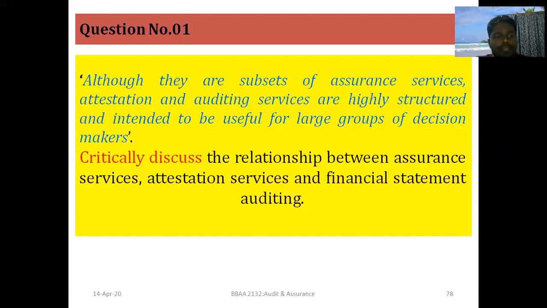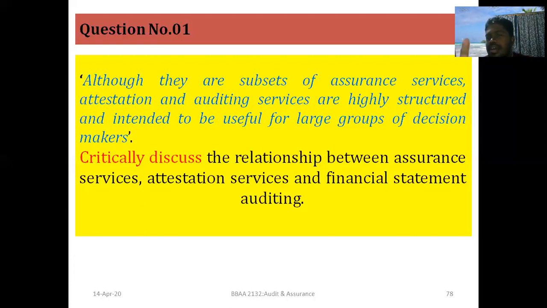Second point: individuals who are responsible for making decisions seek assurance services to help improve the reliability and relevance of the information. At least 2 points you should say under the assurance services, because we already discussed it in the PowerPoint, everything is there. The total marks is 12, and the examiner asks you to critically discuss. Three key terms are there: assurance service, attestation, then audit. First you should explain the assurance service, with at least 2 points.